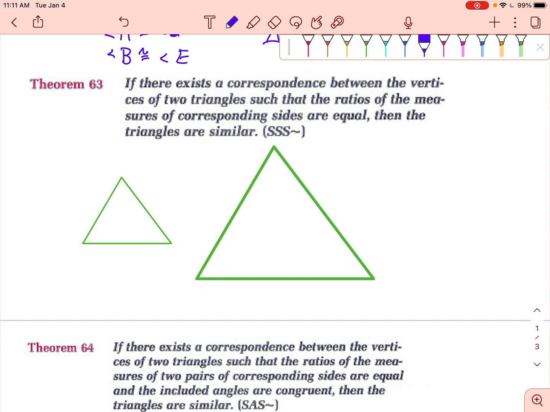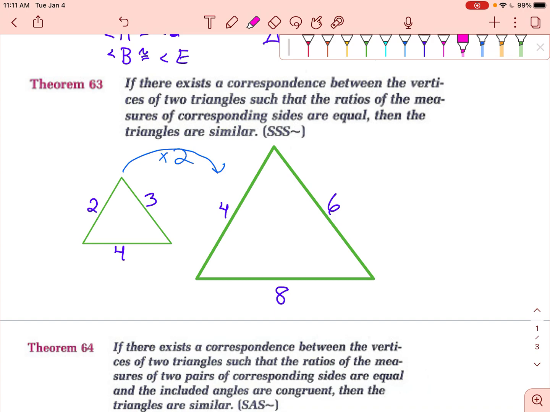If there exists a correspondence between the vertices such that the ratio of the corresponding sides are equal, this is what it's saying, okay? I'm gonna do this easily. So if, for example, this side is 2, this side is 3, and this side is 4, let's just say that. And then we'll say this side is 4, this side is 6, and this side is 8. Can you guys see that all I did was I took this triangle and I made it 2 times larger?